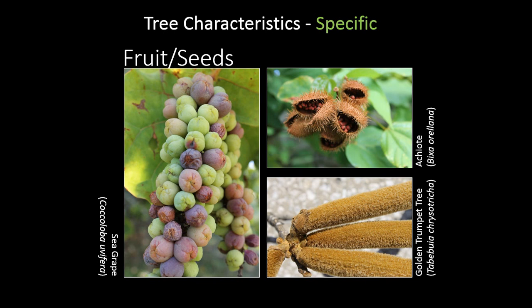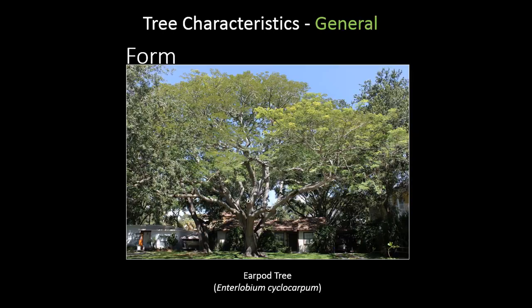Things like achote have a very unique capsule, almost like a smiling Muppet mouth with seeds inside of it. Golden trumpet tree. When these things are loaded, there's these dangly furry tendrils all over the tree, and it's a very definable feature because they're usually not in leaf fully when this occurs, and it's the one thing you can go on.